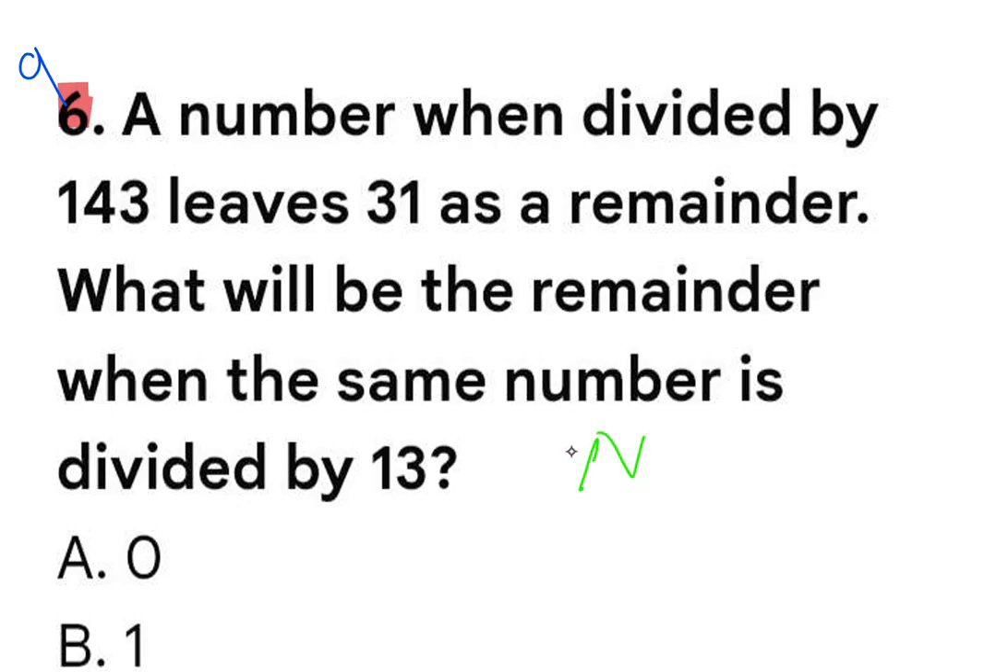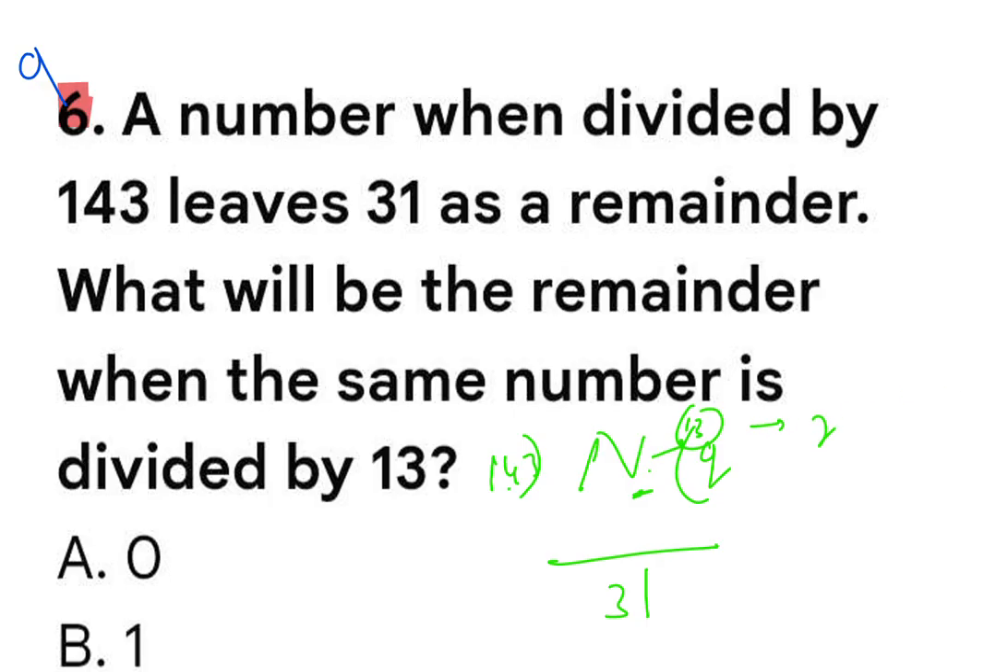So the number is divided by 143. We'll get some quotient here, we don't know the quotient, but the remainder they have given is 31. When the number is divided by 143, the quotient we don't know, so it leaves the remainder 31. What will be the remainder when the same number is divided by 13? What will be the remainder?